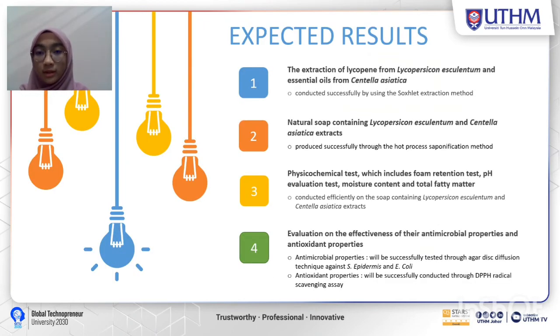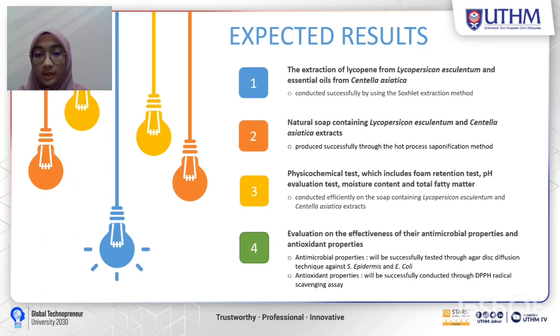Now are the expected results. These are the expected results to be obtained at the end of the study. Firstly, the extraction of lycopene from the Lycopersicon esculentum and the extraction of essential oils from the Centella asiatica. It is expected that these extractions are conducted successfully by using the Soxhlet extraction method. Secondly, natural soap containing Lycopersicon esculentum and Centella asiatica extracts is also expected to be produced successfully through the suggested method, which is the hot process saponification method.